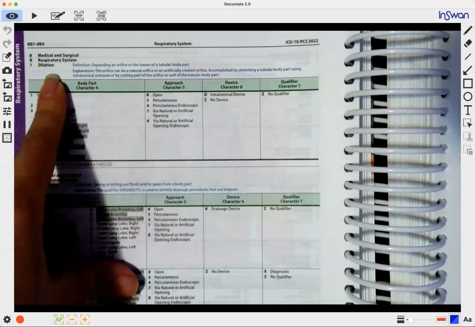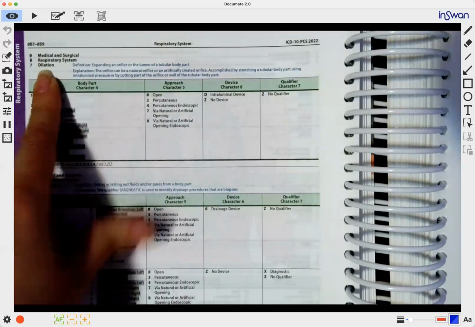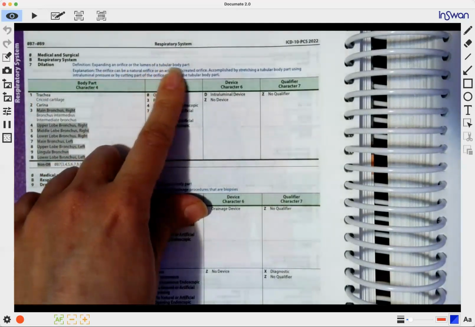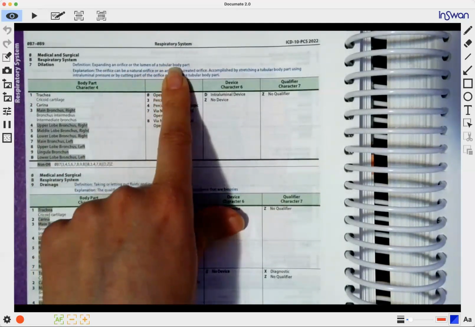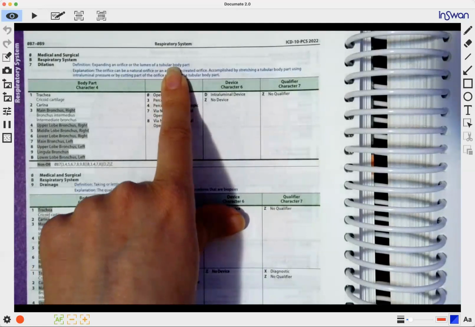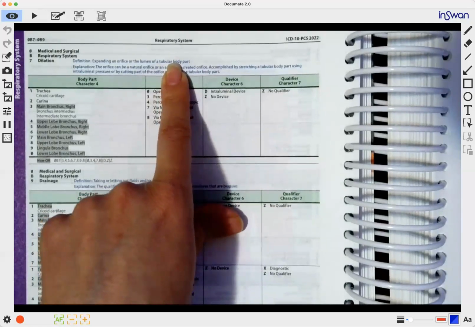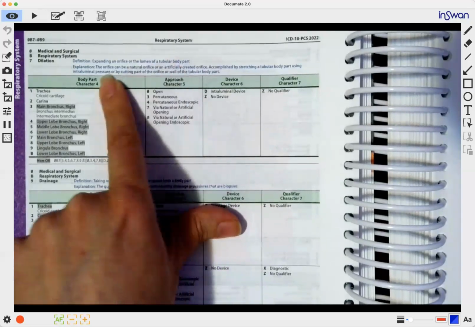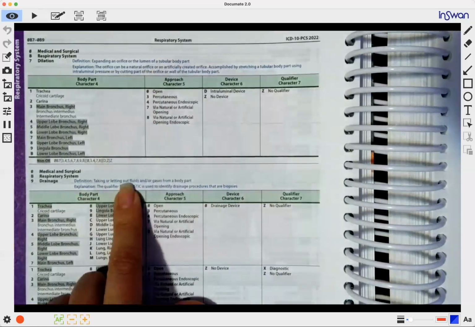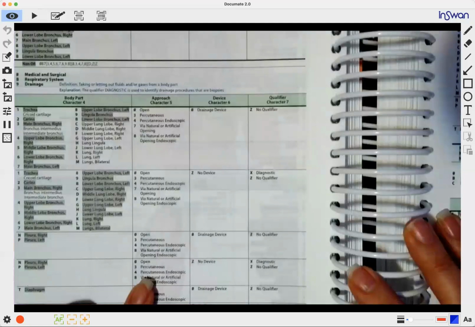You're going to come here and say, oh, dilation, expanding an orifice or the lumen of a tubular body part. Is that really what the objective of my procedure was? And if it was not, then you need to start over and go back to the drawing board. And it gives you an explanation, which is always helpful. So this is a nice tool for you while you're in the tables of your code book.